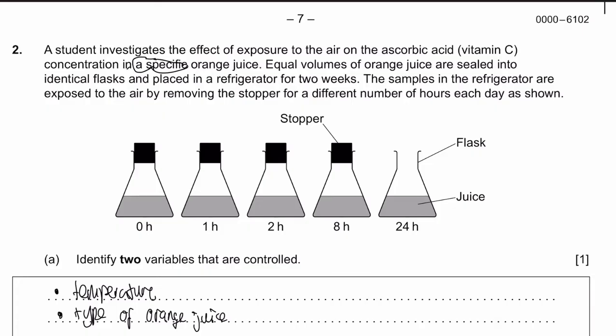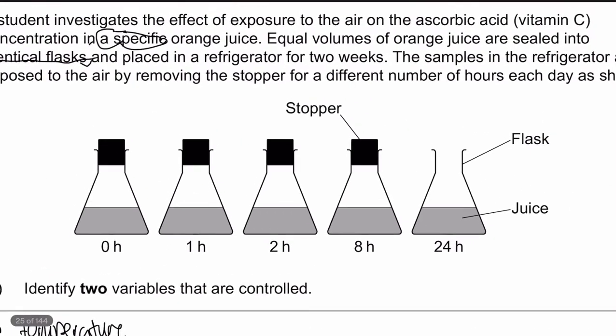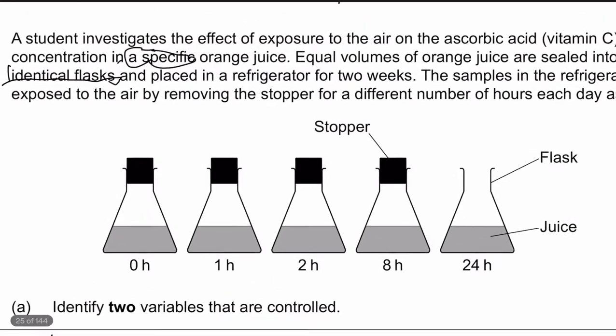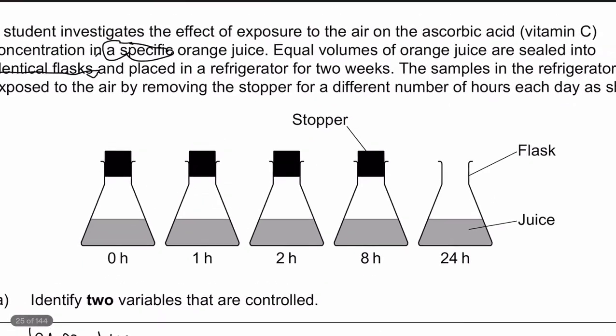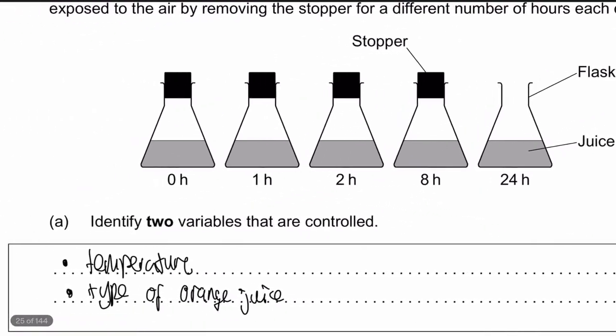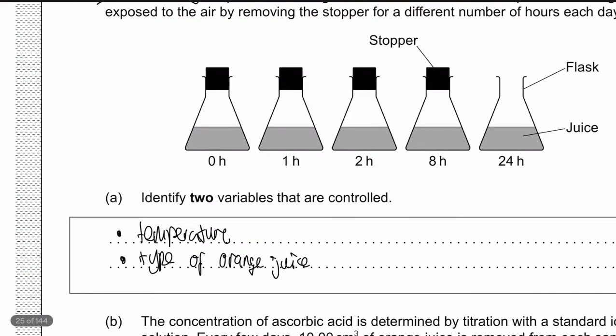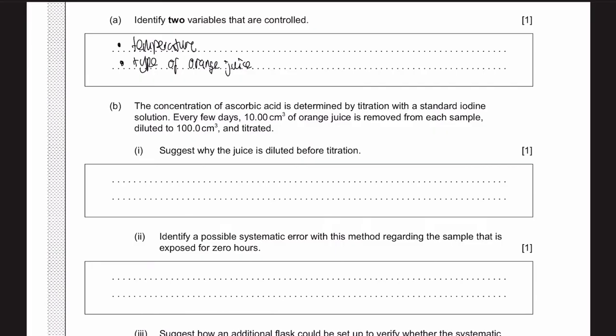Yeah, you can also say initial volume, because it's telling us we're using identical flasks, so it means that the volume is going to be equivalent if we're doing it to the same point. What else can we say? Yeah, I think this is pretty good. Oh, surface area, same flask. A lot of them apply to the same flask, but these are 2 easy ones to get. Okay, concentration of ascorbic acid is determined by titration with a standard iodine solution, sure. Every few days, 10 cm cubed of orange juice is removed from the sample, diluted to 100 cm cubed, then titrated. Suggest why the juice is diluted before titration.